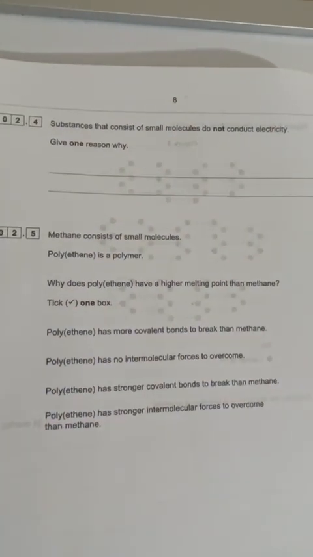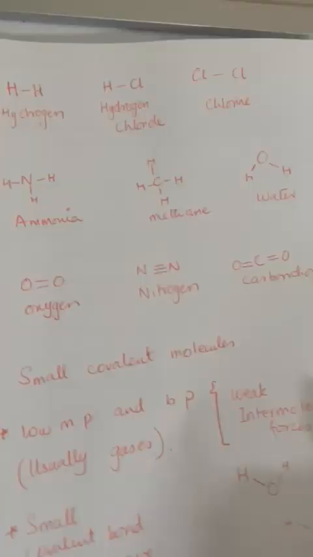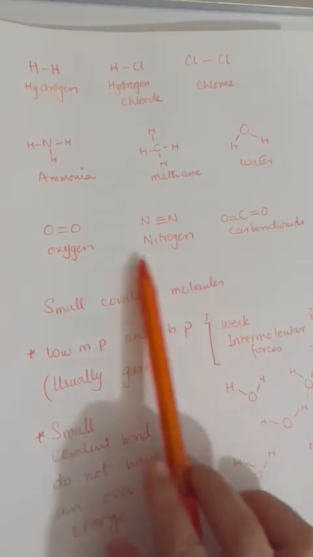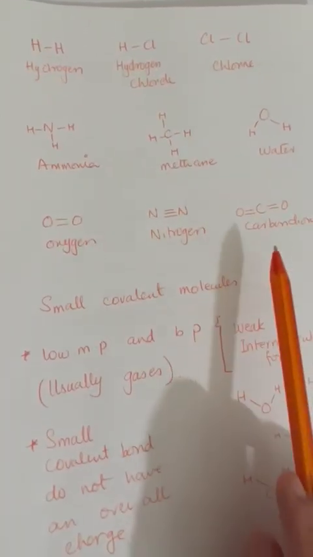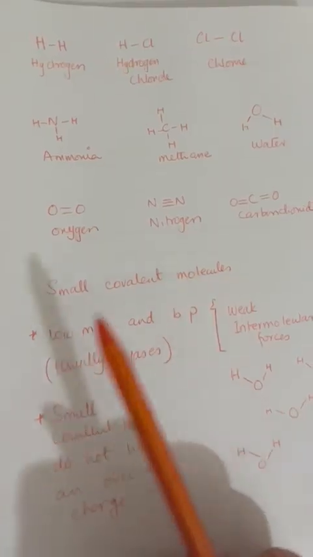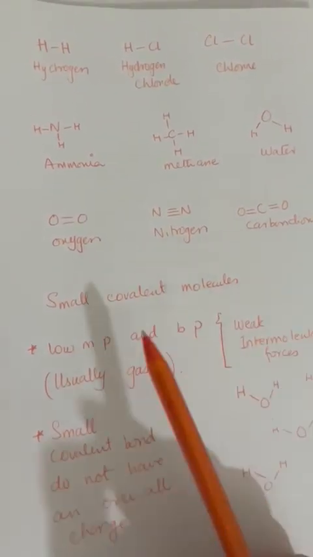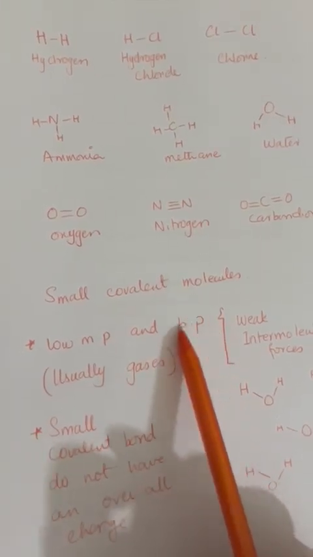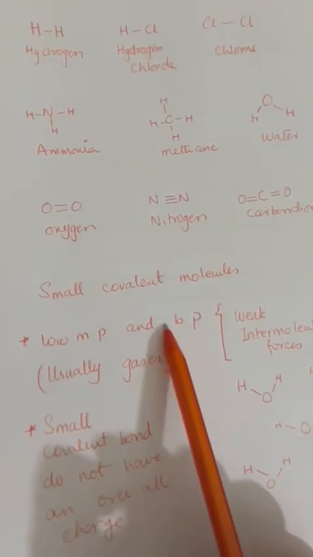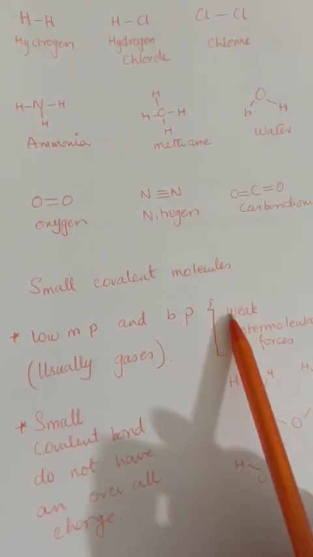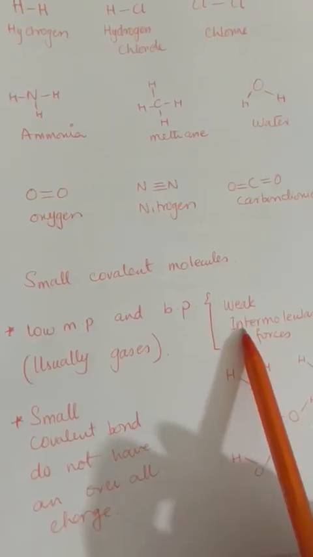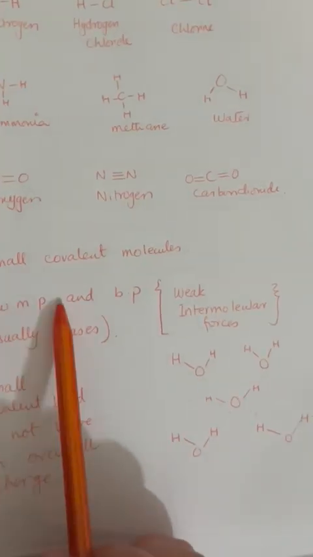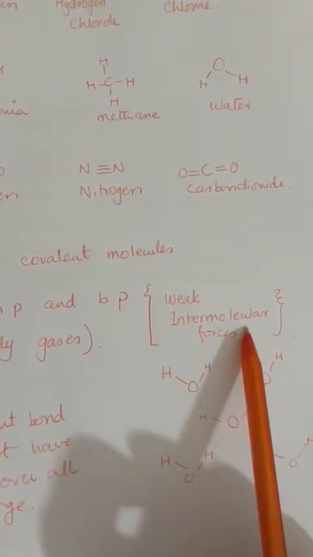I'll quickly revise a few things about the small covalent molecules, and very quickly I'll go through these. So here are some examples which you will be covering for the small covalent molecules. The small covalent molecules have got low melting and boiling points. Whenever there is a question about melting and boiling point, I always say to my students, you need to always write about the intermolecular forces. Because it's low melting and boiling point, so weak intermolecular forces.